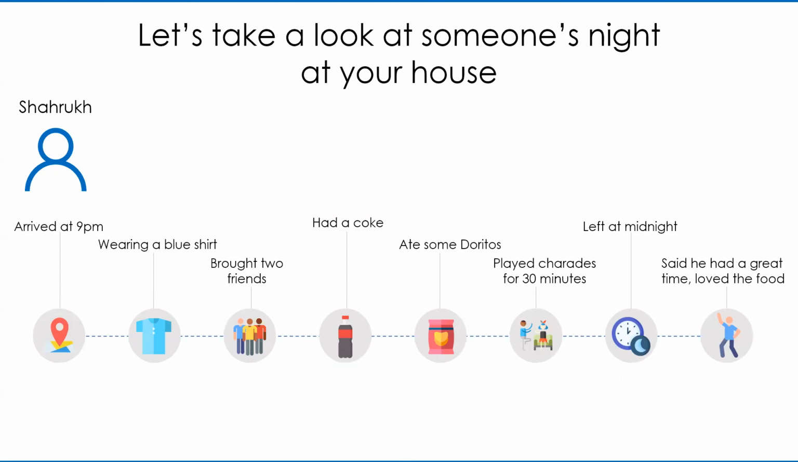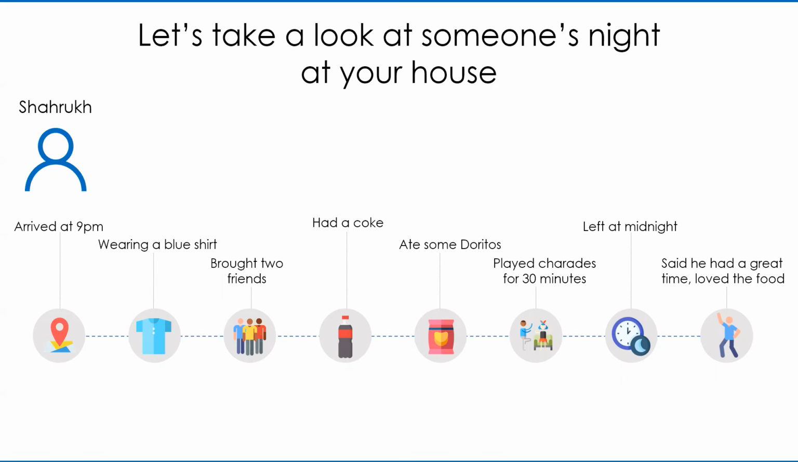You have a guest named Shahrukh. He arrived at 9 p.m. wearing a blue shirt. He brought 2 friends with him, had a Coke, ate some Doritos, played charades for 30 minutes, left at midnight, and said he had a great time and loved the food in particular.